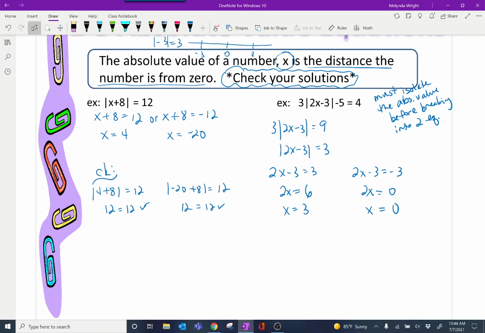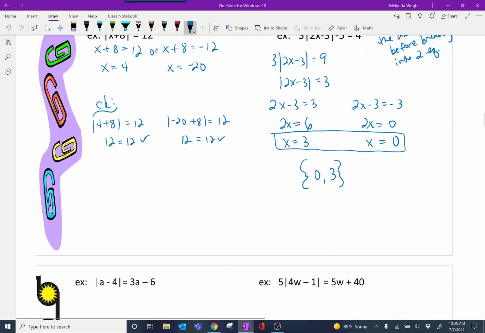We can physically check it, or check it by thinking about it, just plugging it in in our head. And I can tell you that both of these work. x can be 3 or 0. You can write it like that. Another way to write it would be in set notation, where our set would be the set of 0 and 3. Either one of those is fine. All right, let's go on to the next page.